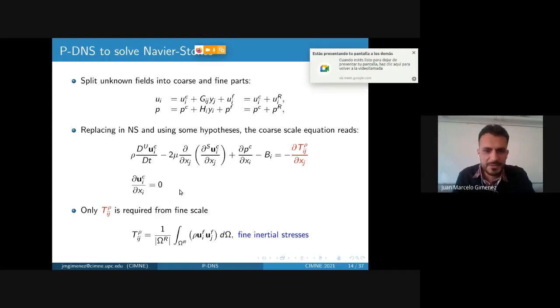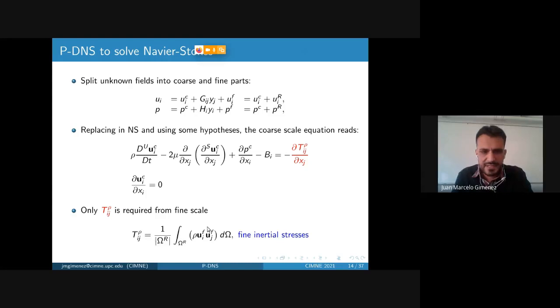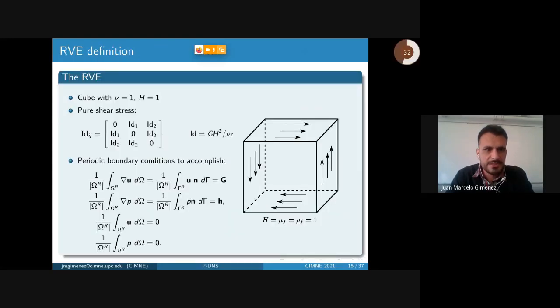Sorry. The extra term I mentioned depends on the product of the velocities in the fine scale. This is a tensor, meaning the fine inertial stresses. It is an average on the RBE of the mean of the product of the velocities in the fine scale. So we must compute this data from the fine scale simulations, and with this target, we construct this RBE.